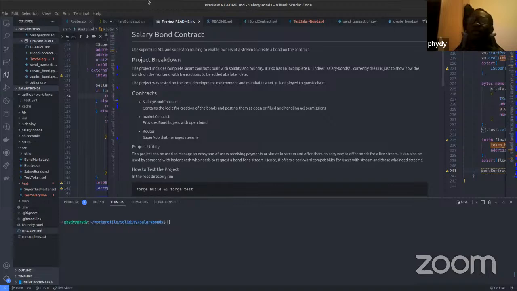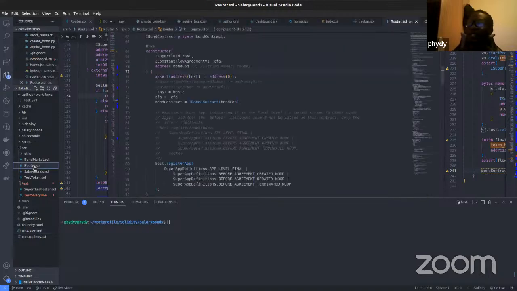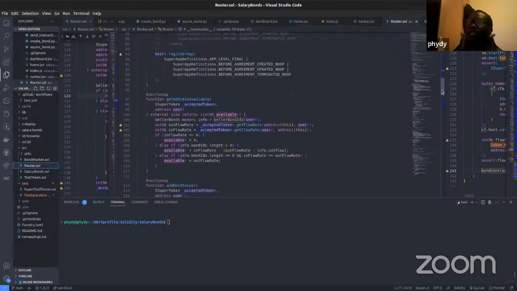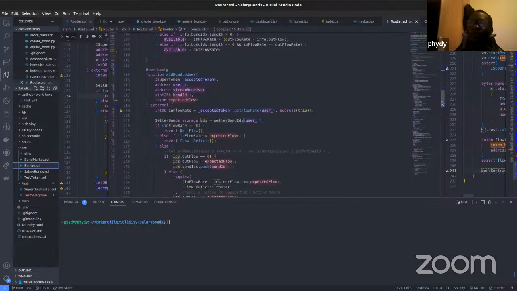You can create a bond from that stream and post it on the market and have someone give you upfront money and have them actually entitled to part of your stream. So how it works is, the router does most of the magic, and I'm sure this is just a normal script. What the router does is listen for streams and wait for the super app callbacks to give it instructions on what to do.